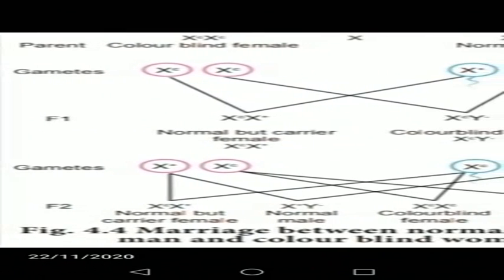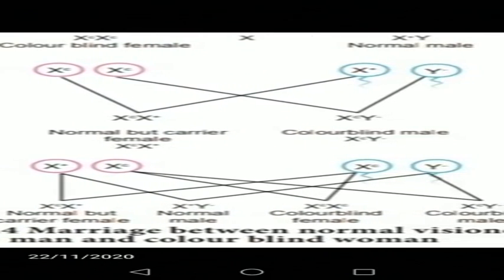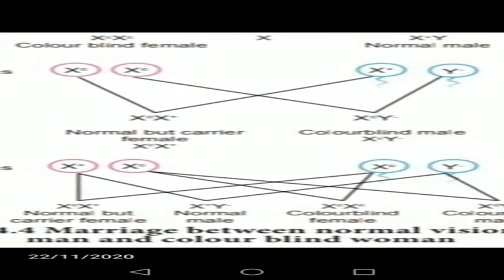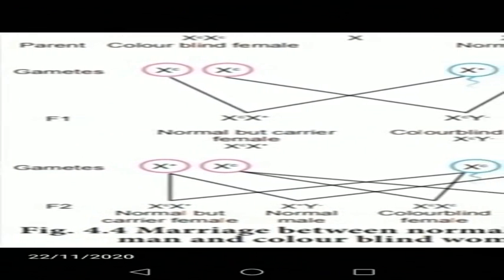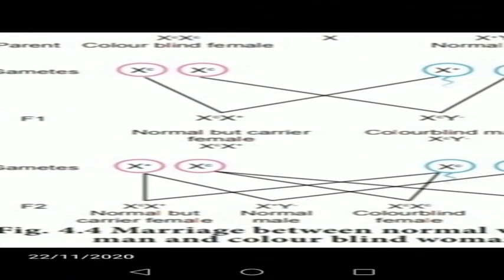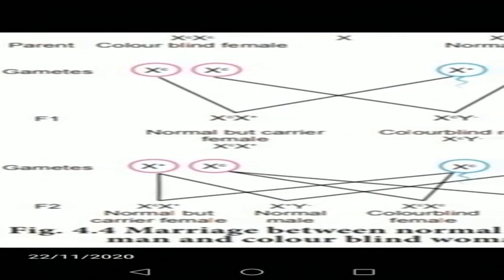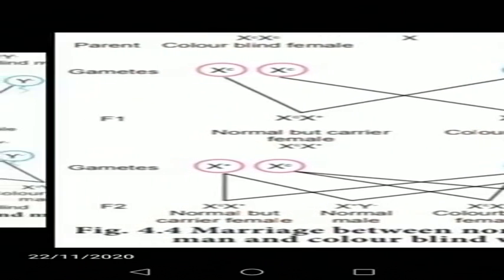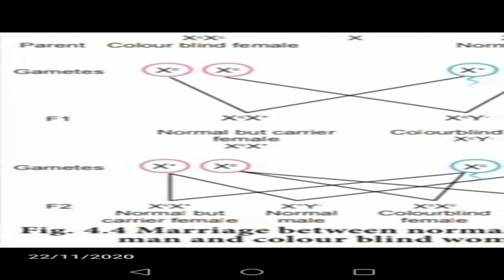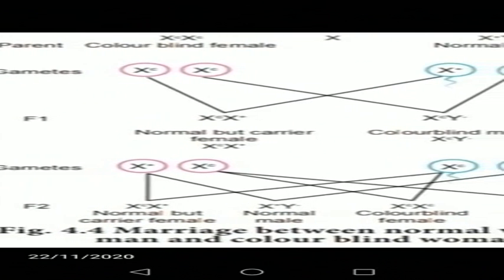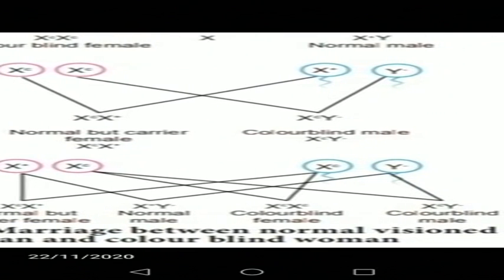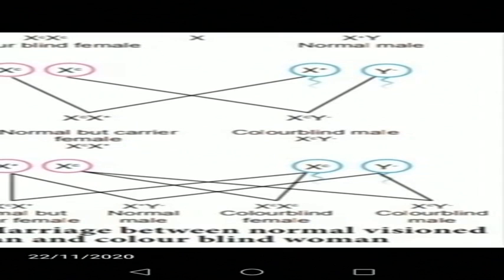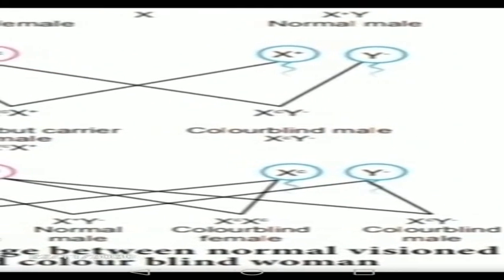In the F1 generation, they get normal female and color blind male. But the normal females are carriers for the F2 generation. They produce gametes, and in the F2 generation they produce four children. The first one is a normal but carrier female, the second is a normal male, the third is a color blind female, and the fourth is a color blind male.